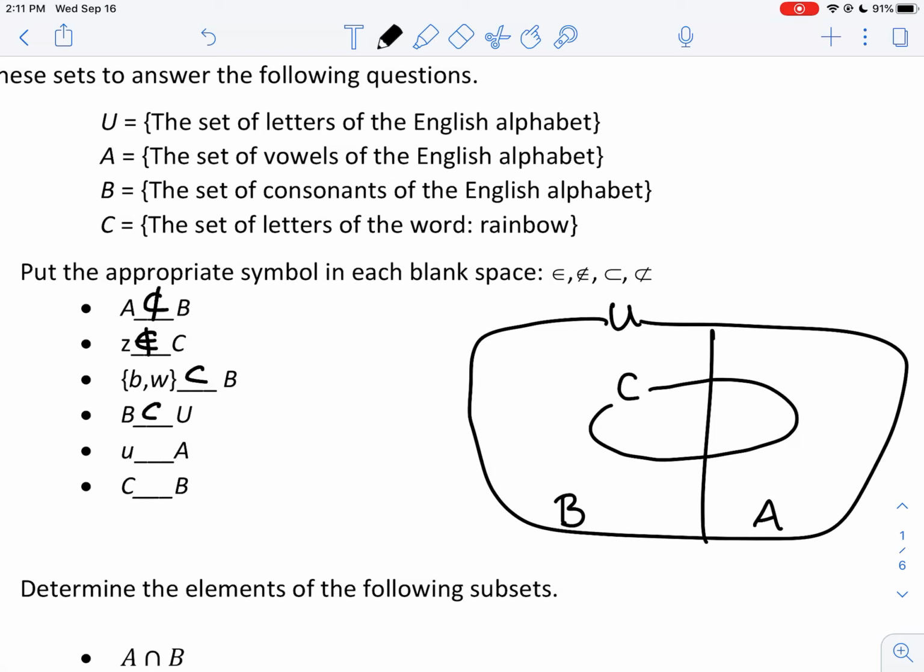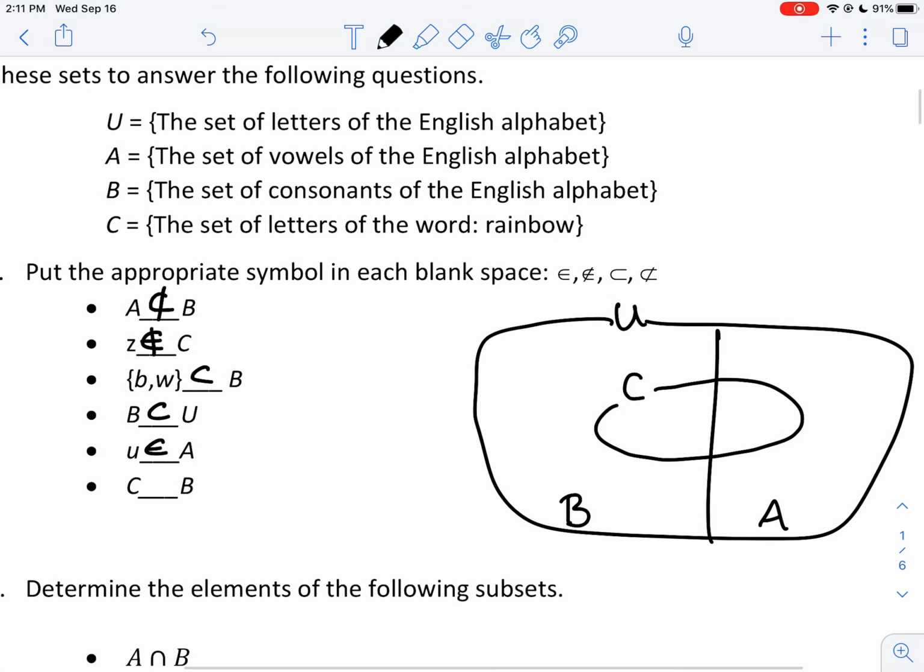And B is also a proper subset of the universe. That's also true for A and for C. Here's the letter U. Is the letter U an element of the set A or not? Well, A is the set of vowels, so yes, U is an element of the set A.